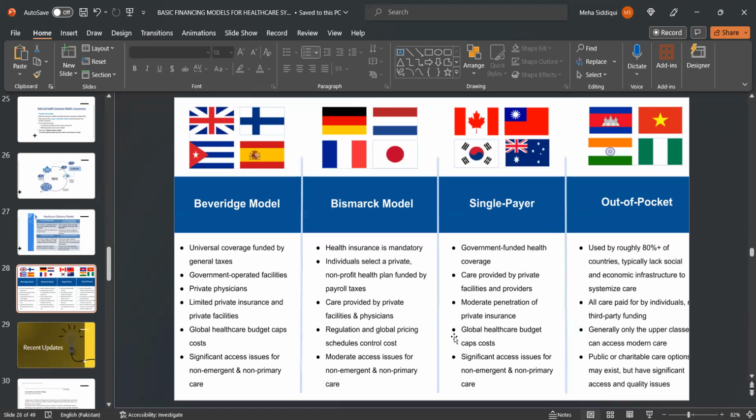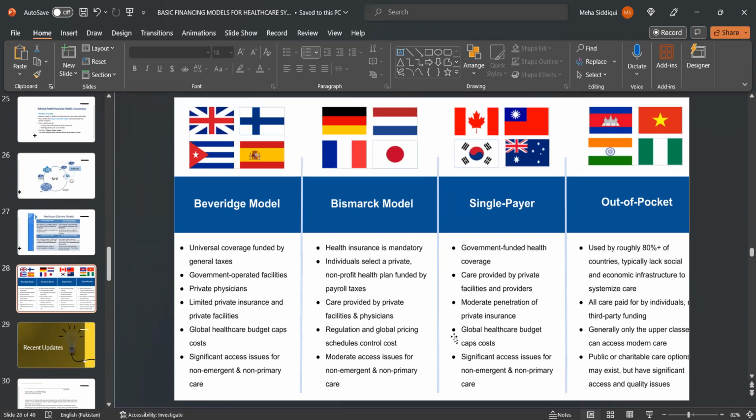In the Bismarck model, health insurance is mandatory. So that's why another name for it is the insurance model. Individuals select a private, non-profit health plan funded by payroll taxes, with care provided by private facilities and physicians. Regulation and global pricing schedules control cost, with moderate access issues for non-emergent and non-primary care.